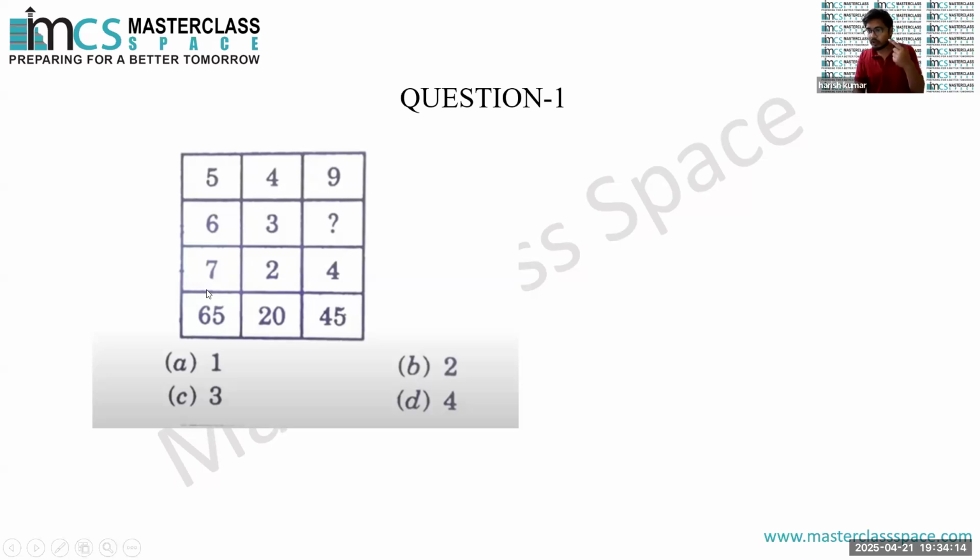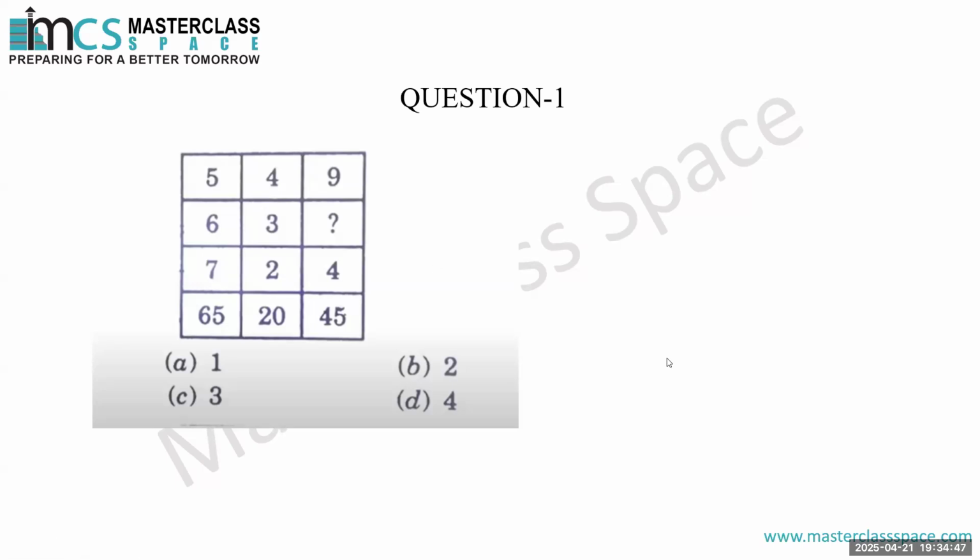That's how you have to inculcate the logic that 65 can be formed using 5, 6, and 7. 20 is formed using 4, 3, and 2. And I have to find what number is missing such that that number and 9 and 4 together give 45. This is how you have to think about whether to go column wise or row wise. Look for the largest numbers in the row or the column, and wherever the largest numbers are, go according to that. Is this clear? All of you understood this logic? Yes, sir.